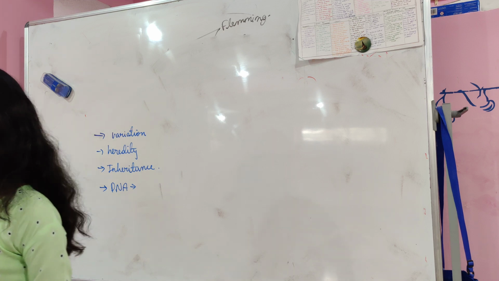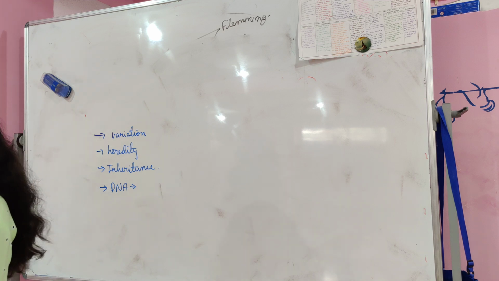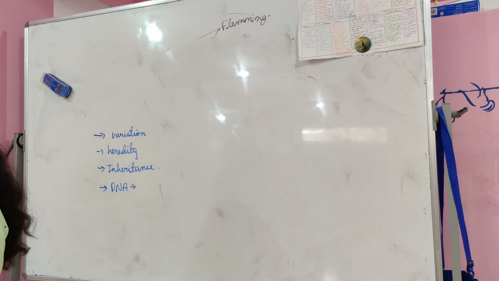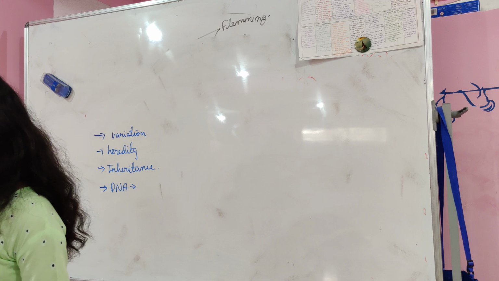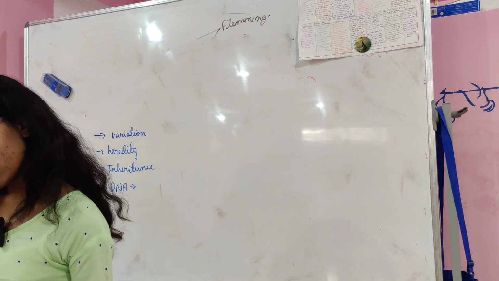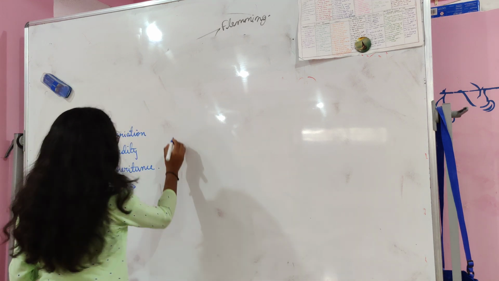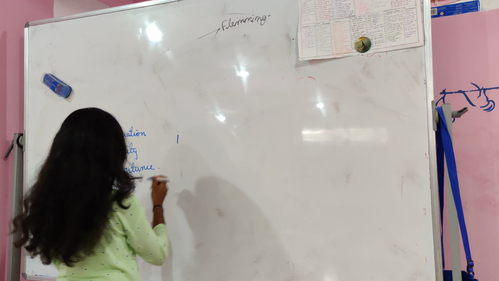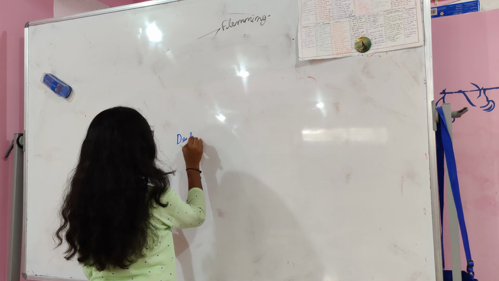That is thymine, adenine, cytosine, guanine. Okay. So all those 4 bases make up DNA. So take down that DNA is double-stranded. The structure of DNA is double-stranded.